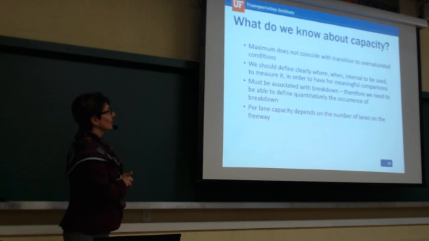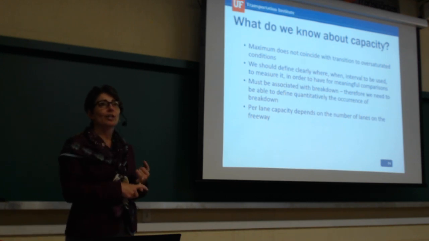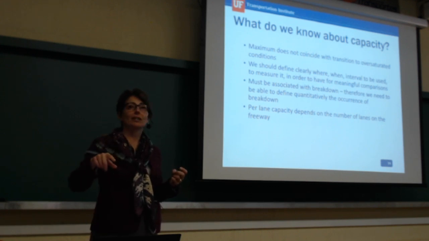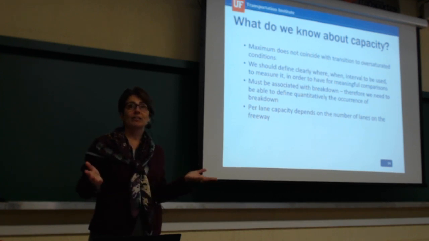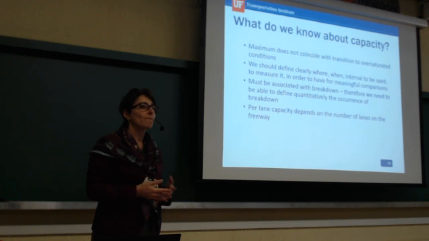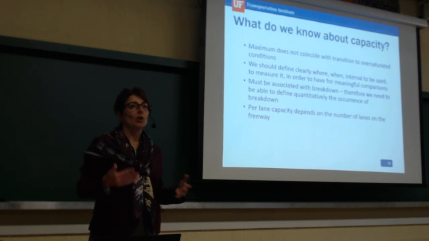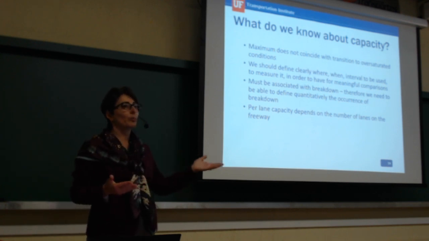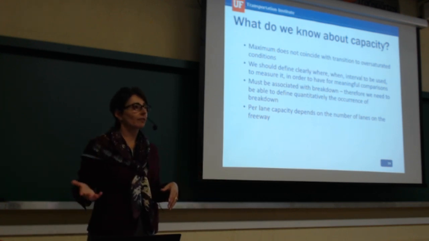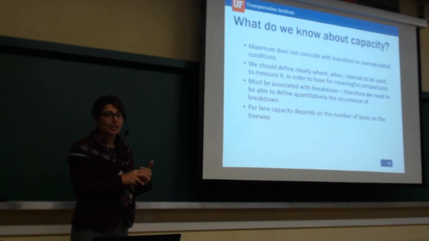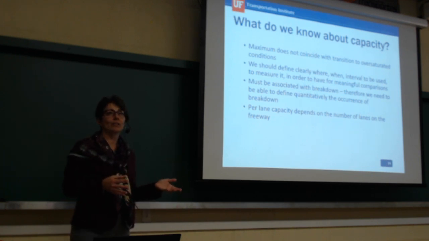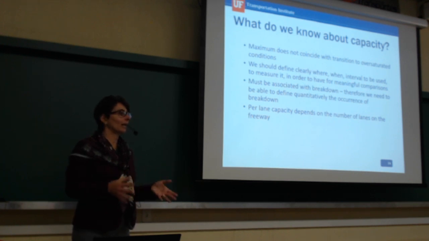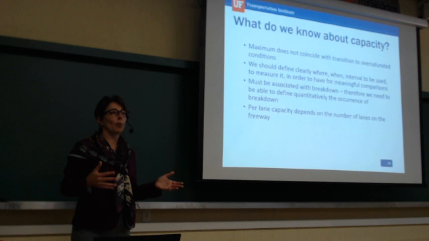So what do we know now about capacity? First, the theory, and you've seen the speed flow relationships, the curves that show the capacity as the maximum. Yes, that's the theory, but in practice it doesn't work. That's not the way traffic operates. We have a discrepancy in terms of the maximum throughput before breakdown and after breakdown. It is important, as practitioners and as researchers, if we're measuring capacity, that we do it in a consistent way, and that will help us maximize comparisons and be able to evaluate how different facilities operate.